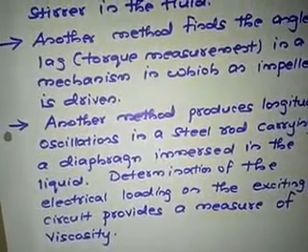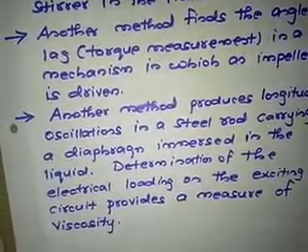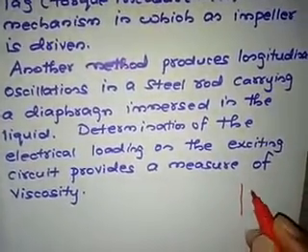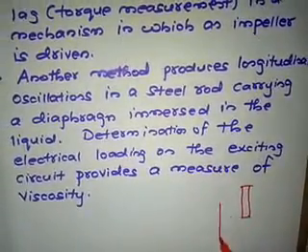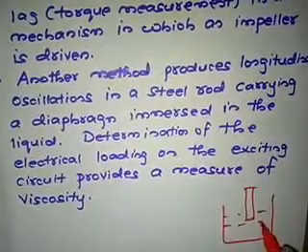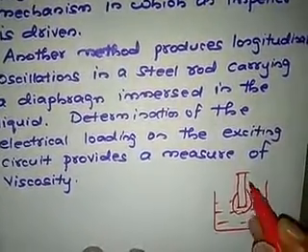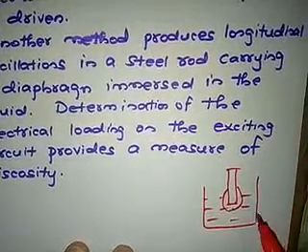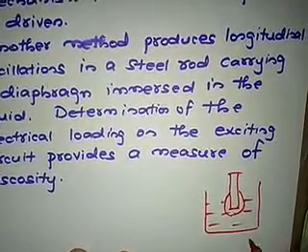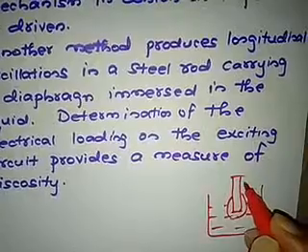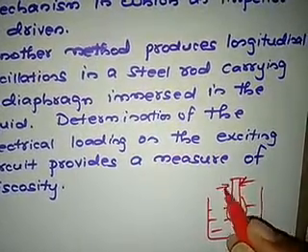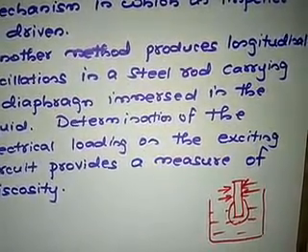There is a steel rod, right? So this steel rod is immersed in a tank containing the liquid. This steel rod consists of a diaphragm, right? So this steel rod is immersed in the liquid contained in a container, right? Oscillations are produced in this rod.